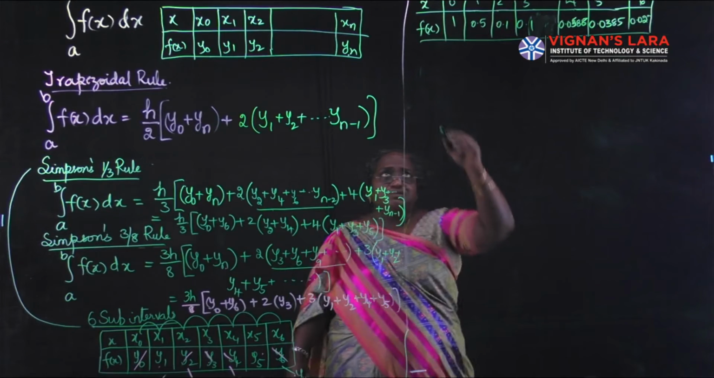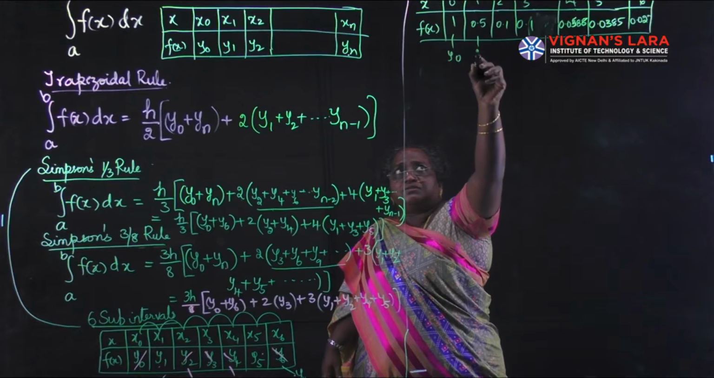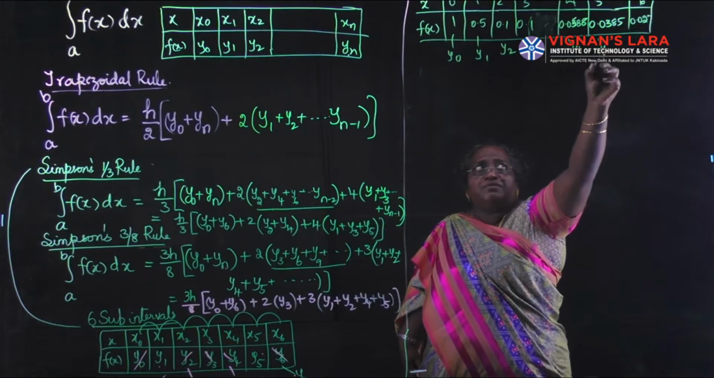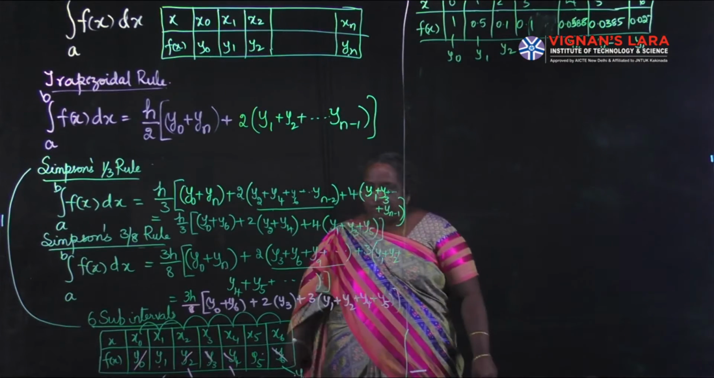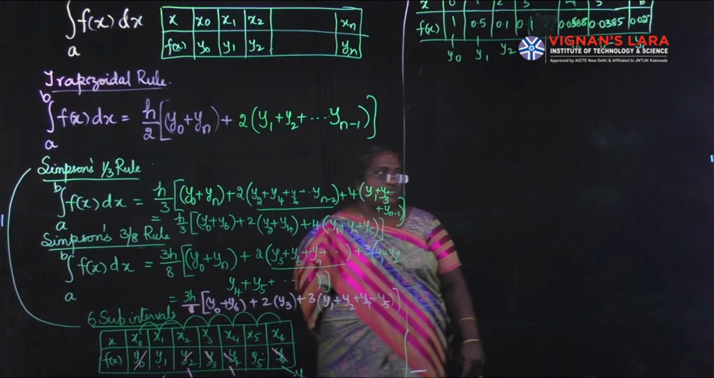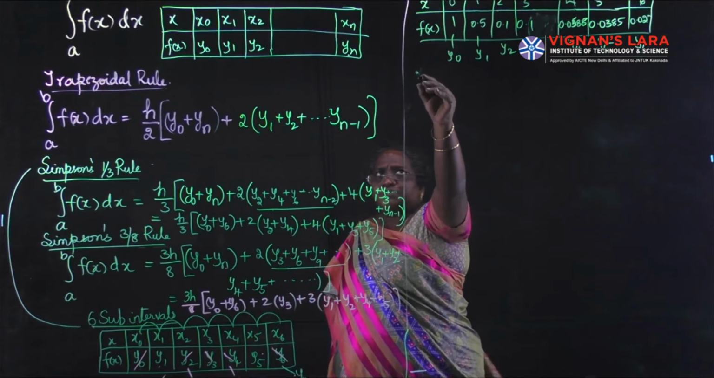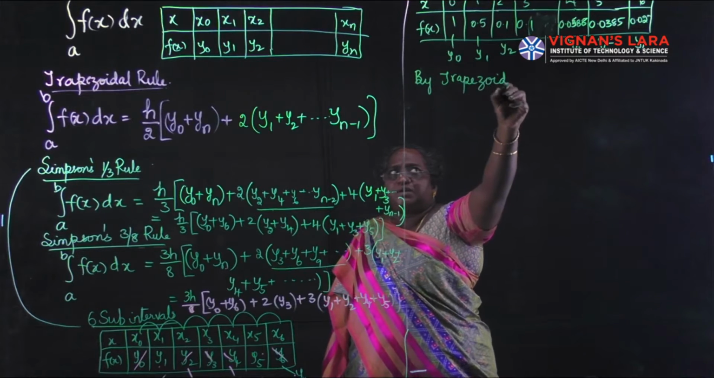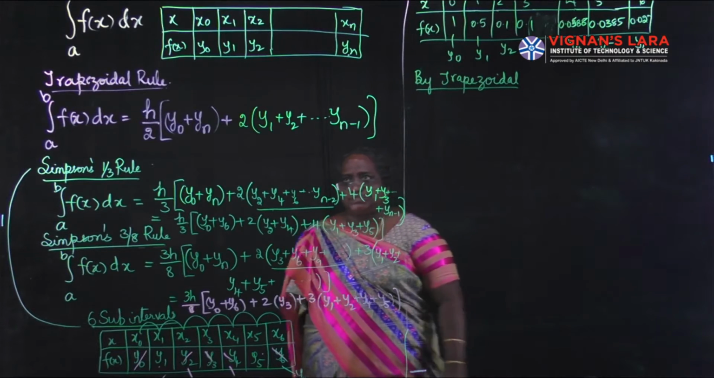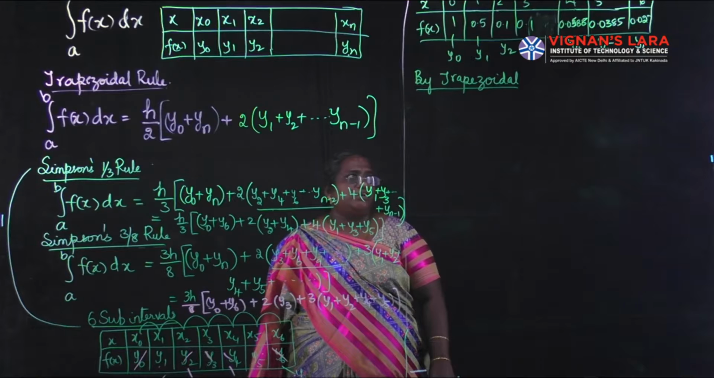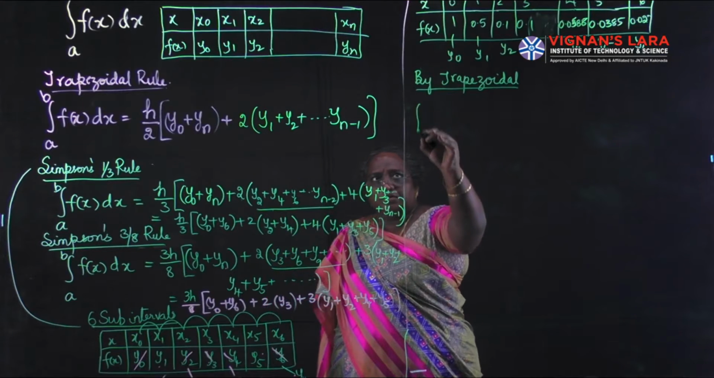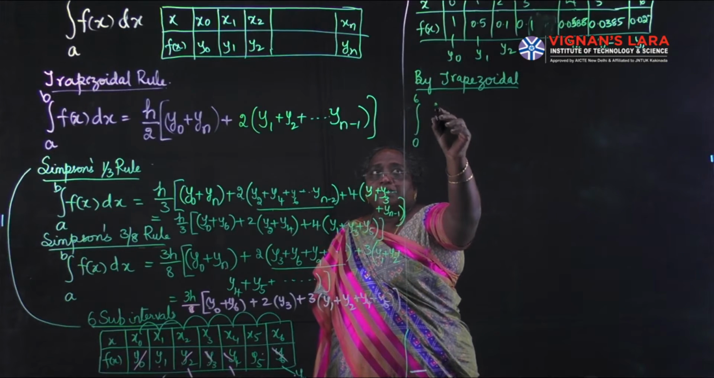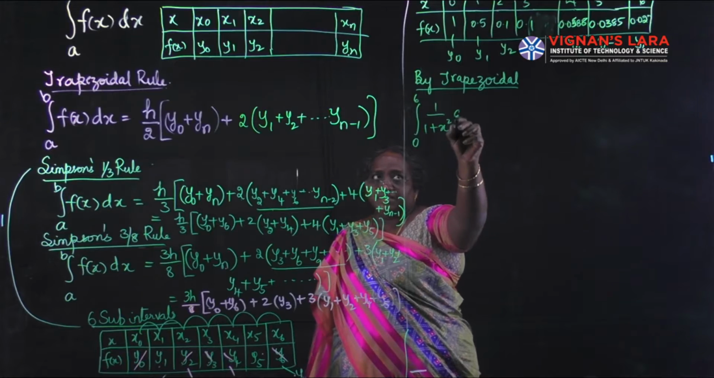So the corresponding values here are y0, y1, y2, y3, y4, y5 and y6. So we have to apply the three formulae to evaluate the integral. First, by trapezoidal rule. What is the number of subintervals we have taken here? Number of subintervals is 6, which means we are getting values from y0 to y6. So what is the value of the integral from 0 to 6 of 1 by 1 plus x square dx?